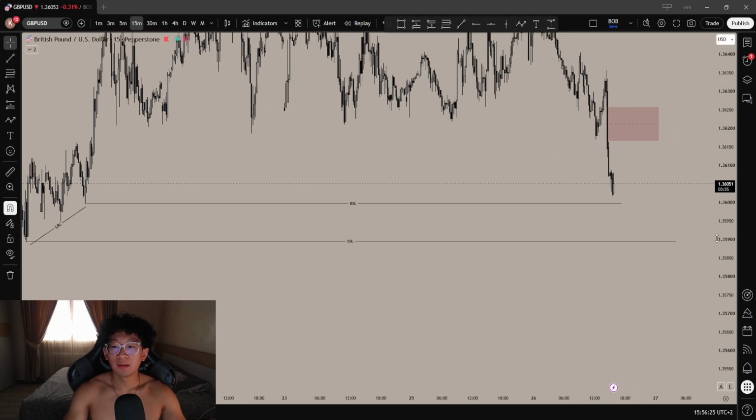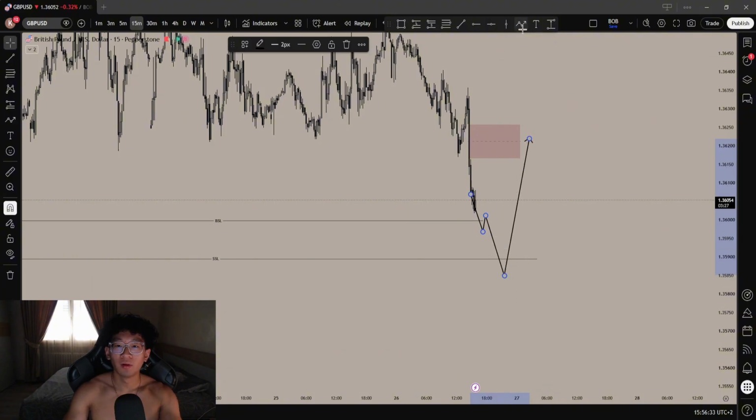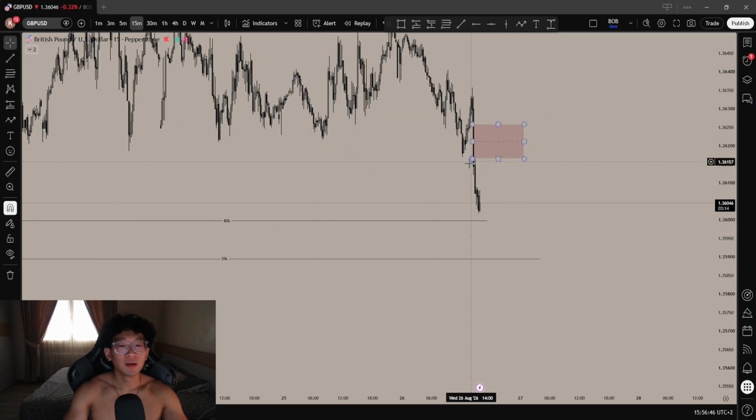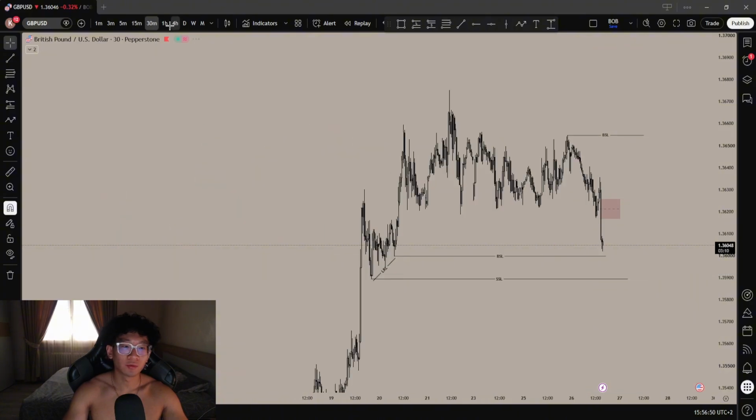Because the other idea is the price takes out this low right here or this one right here, then comes up. Therefore, we are going to look for a potential setup right here, displacement with a market structure shift and everything towards this 15-minute fair value gap. This is the idea. Now we just have to wait.